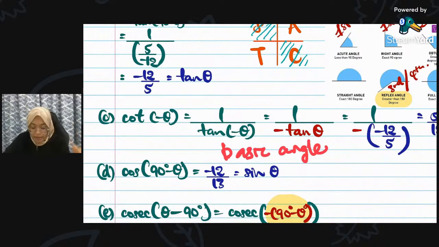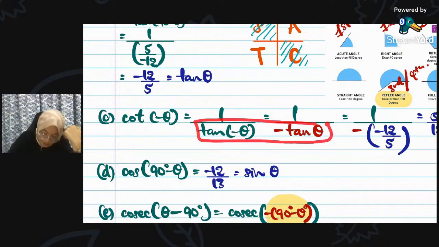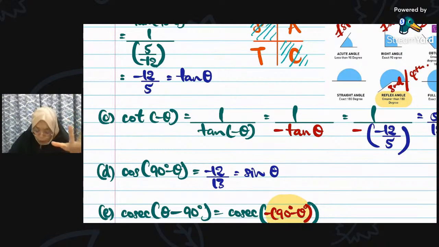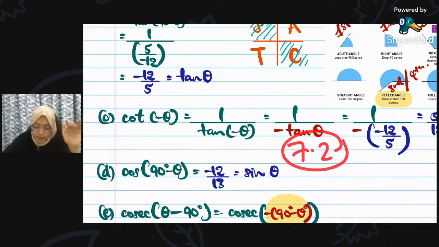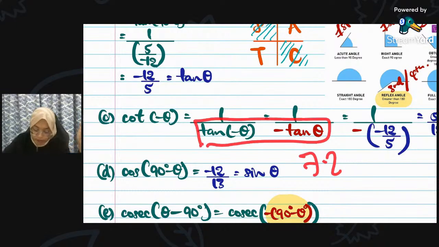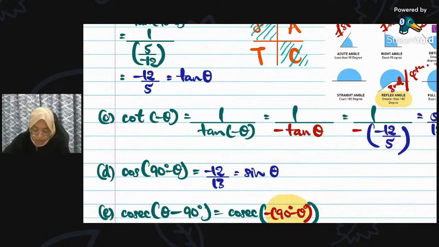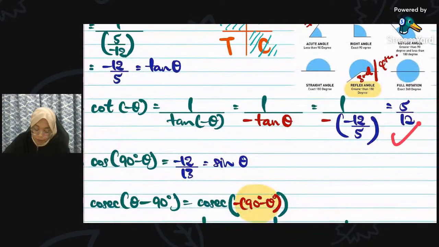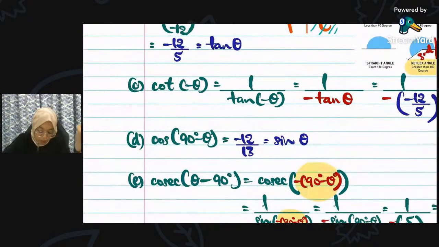Okay, I use my basic angle formula. This is a formula sebenarnya. It is coming from 7.2. I'm sorry, it is being used here. The knowledge of 7.2 is inside here. So we gotta apply it, so we got the answers. And so I got positive 5/12. And while cos 90 minus theta is actually sine theta.